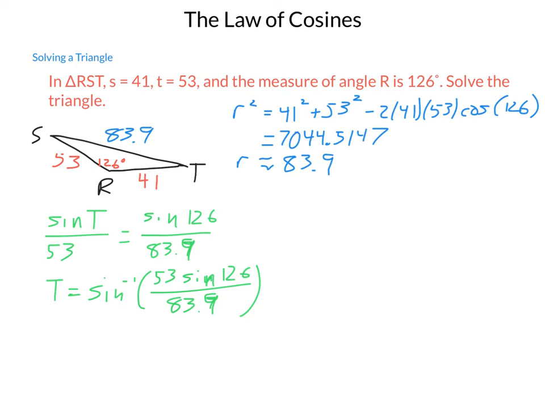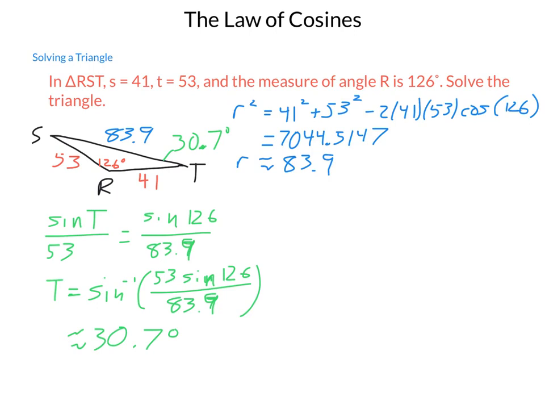Now, running that computation, T comes out to be approximately 30.7 degrees. Now, I do not need to check my ambiguous case in this because I already have one angle in my triangle that is over 90 degrees, and no triangle can have 2 obtuse angles or even 2 right angles. So I'm pretty sure that that one is the 30.7. In fact, I'm confident in it.